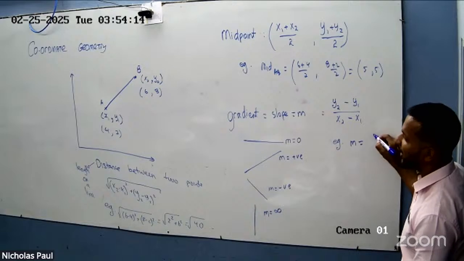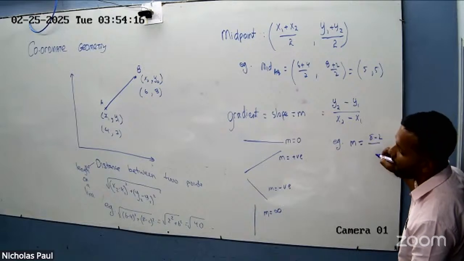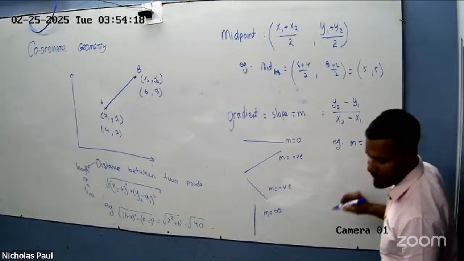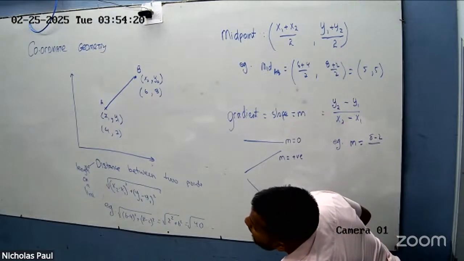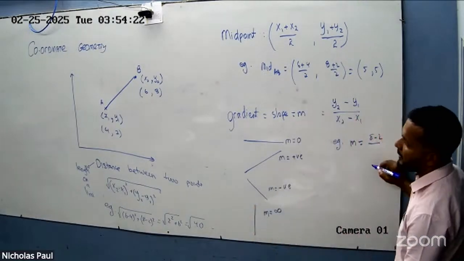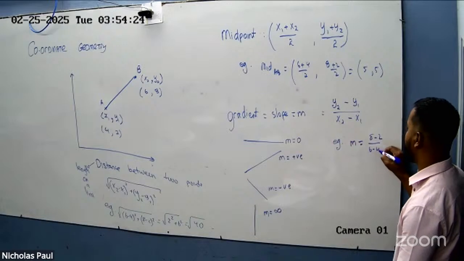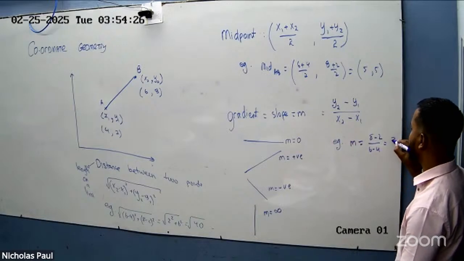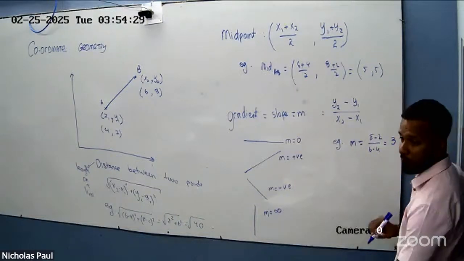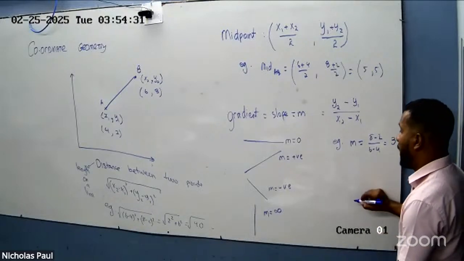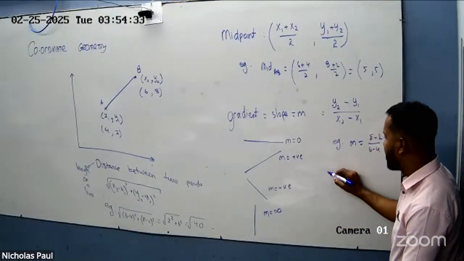What again? 8 minus 2 over 6 minus 4. That's 3. Two more quick rules that we need to remember.